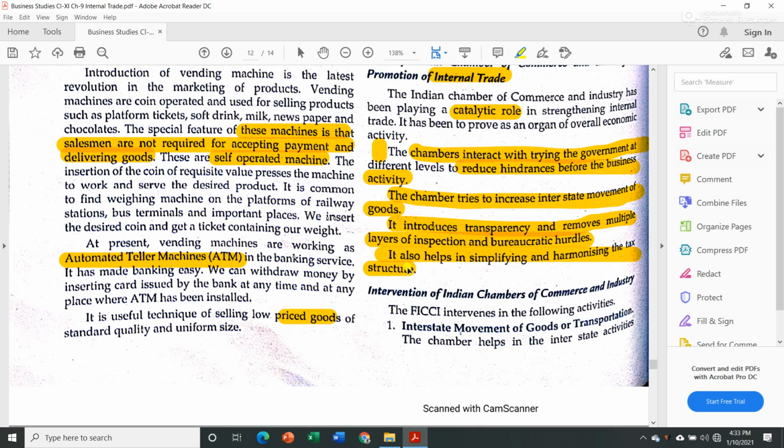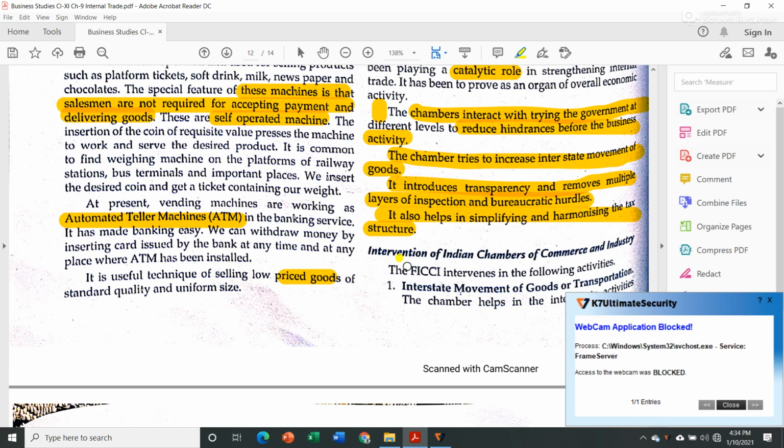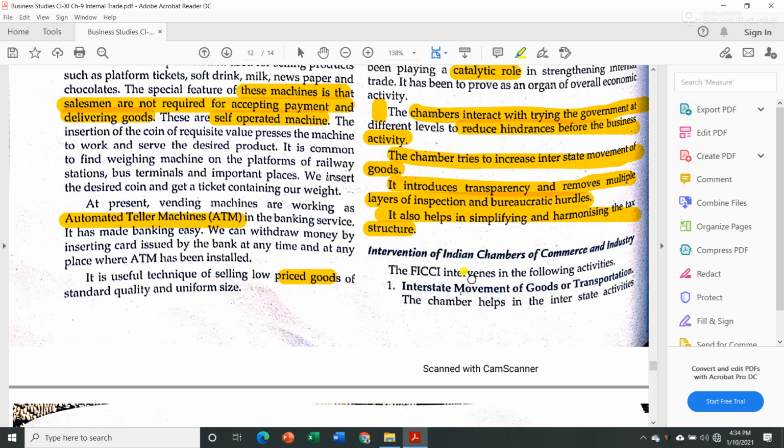Then the last one is it helps in simplifying and harmonizing the tax structure. Obviously when you are selling goods from one state to another state, you have to pay a certain amount of tax, and sometimes small businesses find it very hard to understand the tax structure. So FICCI helps in simplifying, means they try to make it easy for small businesses to understand that tax structure. Now the next topic is intervention of Federation of Indian Chambers of Commerce and Industry.